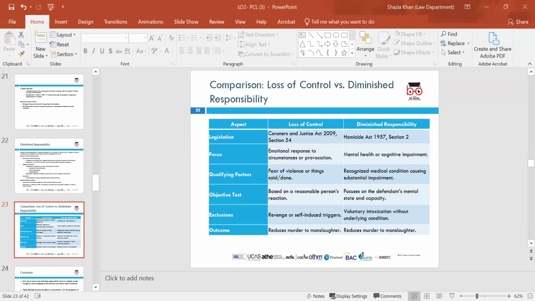Comparison of loss of control and diminished responsibility. So this summary table identifies the difference between each one. You've got the legislation, focus, qualifying factors, objective test, exclusion and outcome for loss of control and diminished responsibility, which you can have a look at in your own time.